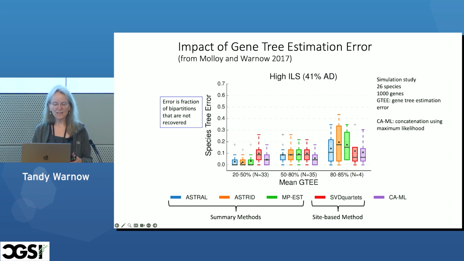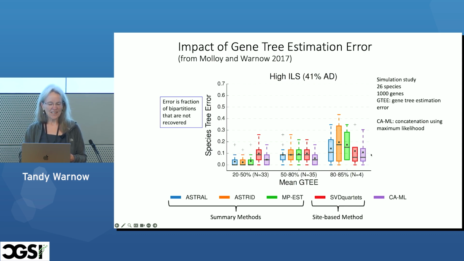For the low error, summary methods are the best. Low gene tree estimation error, summary methods give the best results. Concatenation is the next best, and SVD quartets is the worst. In the middle range, suddenly, concatenation is better. On the high range, concatenation is much better. And now SVD quartets is also good.